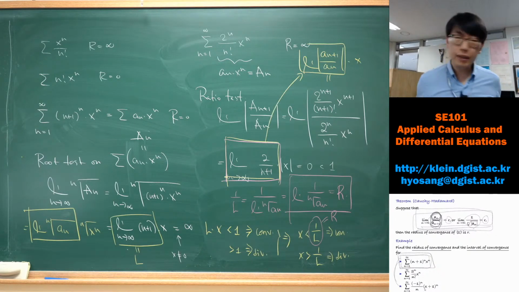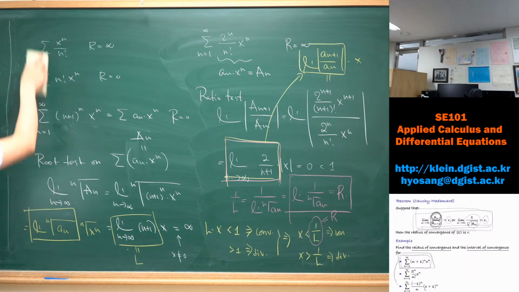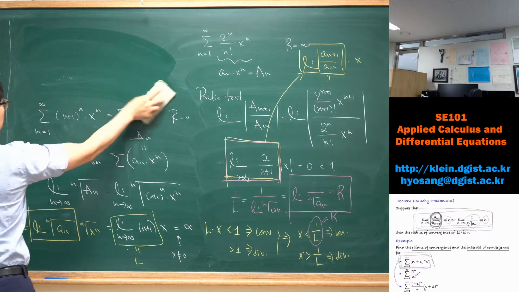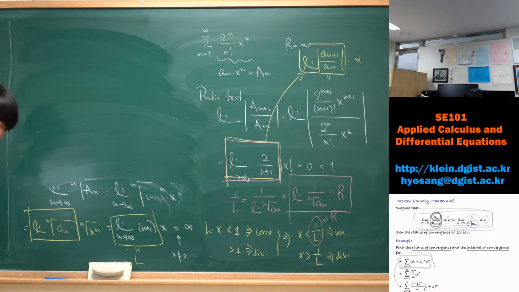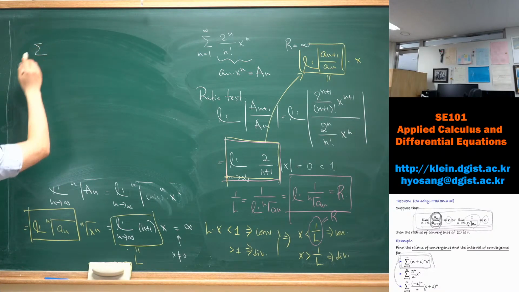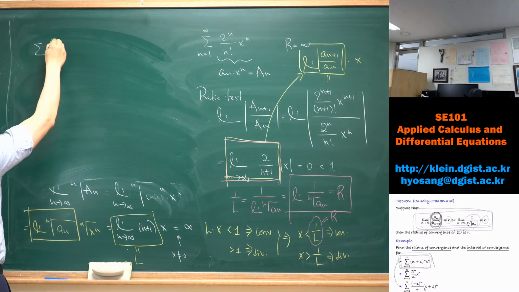Okay, so how about the third one? The third one looks like an alternating series, so you cannot apply the Cauchy-Hadamard theorem. Cauchy-Hadamard theorem only applies when a_n is positive. So when you have an alternating series, you have to use the definition of radius of convergence.